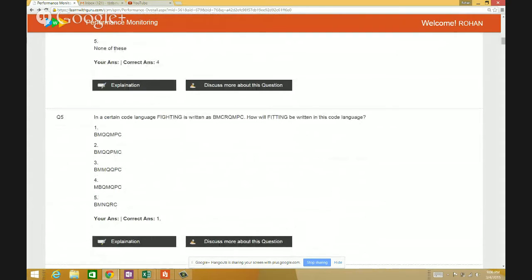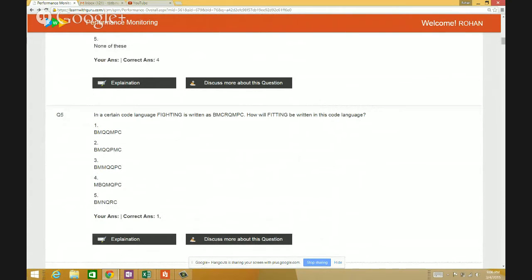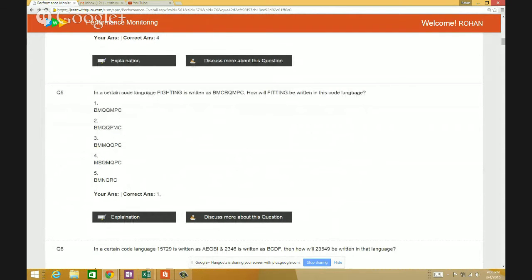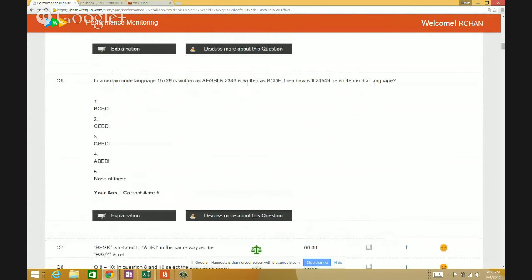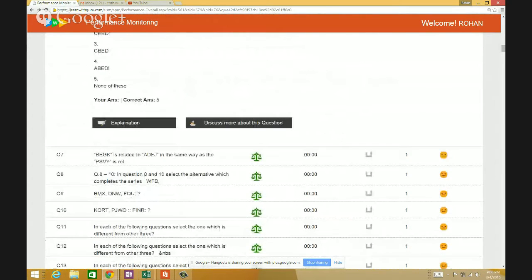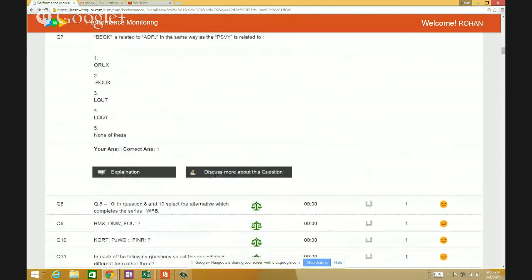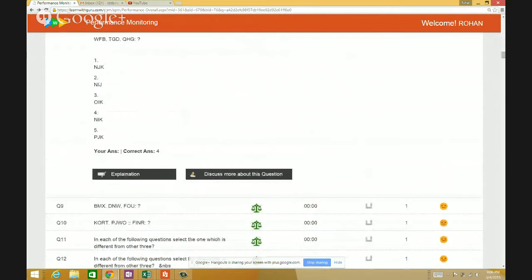Let's move ahead. In a certain code language, fighting is written as whatever, fitting is written in what way. Fighting and fitting is a direct code, because fighting and fitting have all the letters in common between them, so I need not explain this to you. Certain code language, same thing again. All these questions we'll do in the first round, because these are all sitters. They can solve these questions very quickly.